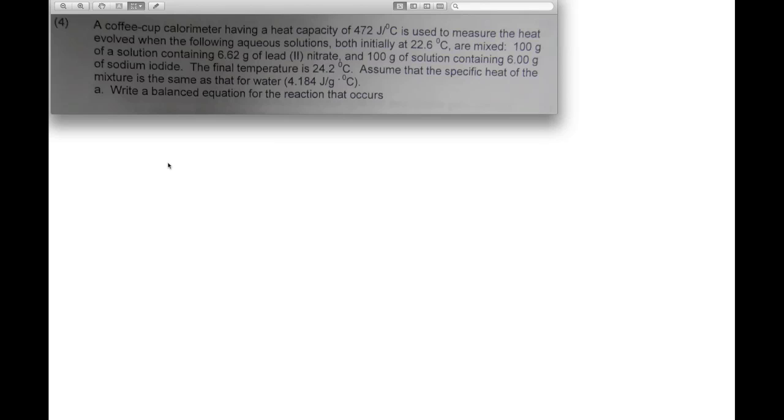Okay, well, we have lead-2 nitrate, so that's Pb(NO3)2 plus NaI, and that'll go to NaNO3 plus PbI2, and PbI2 is solid, AQ, AQ, AQ, 2.